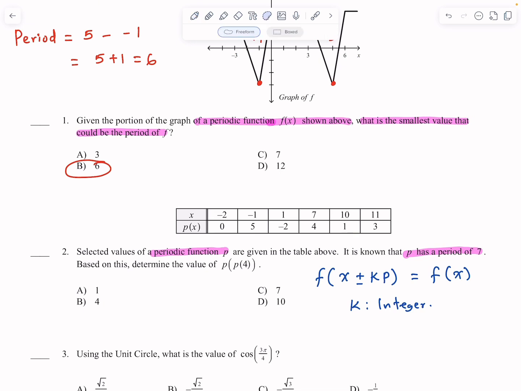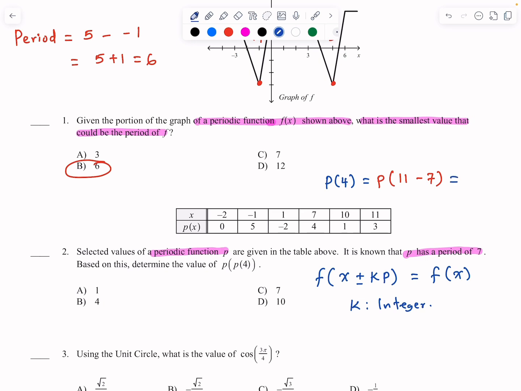Now what I'm going to do in this question real quick is use that definition. So to do this, let me start by looking for p of 4. Let's go find p of 4. If you look right here real quick, can you see 4? No, I can't see 4. So I have to put my period into consideration. So this one will be p of, I know that 11 minus my period is going to give me 4.